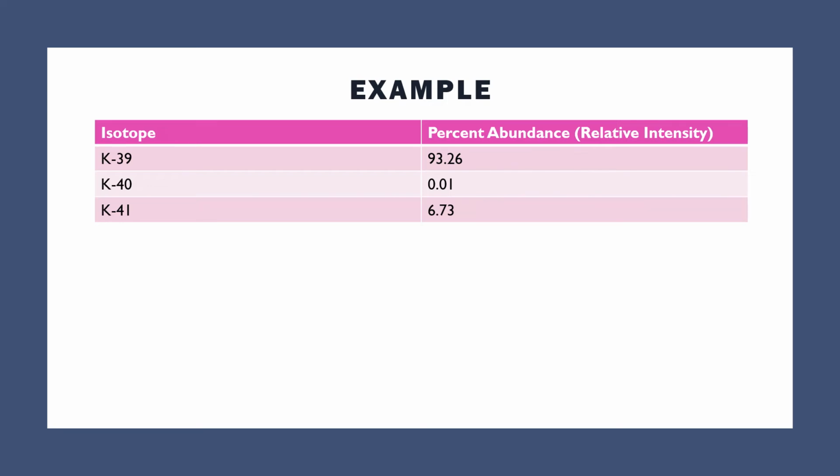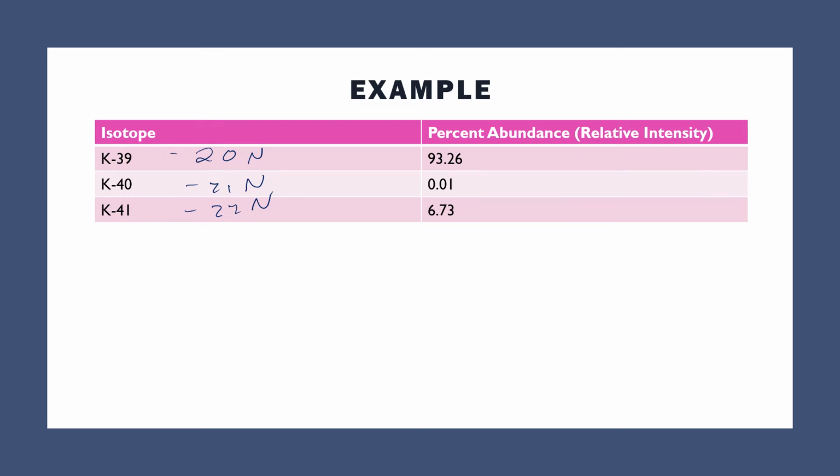So potassium is number 19. Its atomic number is 19. It has 19 protons. That means this isotope of potassium must have 20 neutrons. This one has 21 neutrons, and this one has 22 neutrons to get to that total mass number given. So in case they ask you about the number of neutrons.